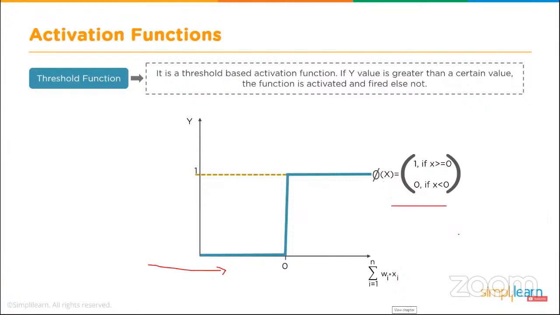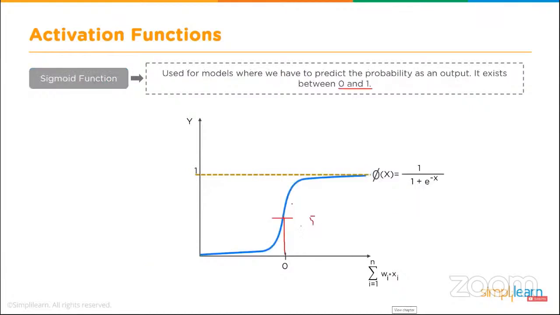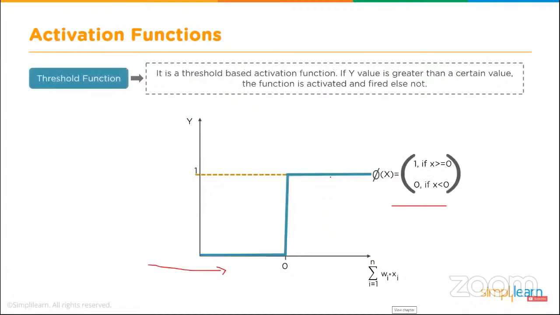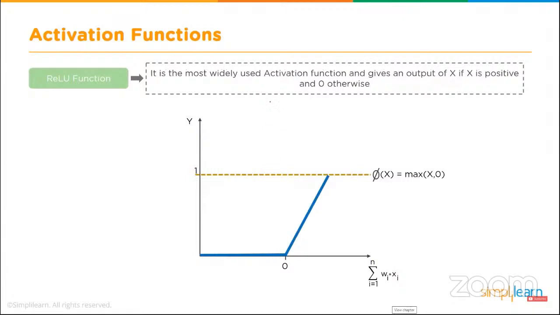This is a mathematical representation of the threshold function. Phi x is equal to 1 if x is greater than or equal to 0, and 0 if x is less than 0. So for all negative values, it is 0, since we have set the threshold to be 0. As soon as it reaches 0, it becomes 1. You see the difference between this and the sigmoid, where the increase from 0 to 1 is gradual, and here it is instantaneous. That's why this is also known as a step function.